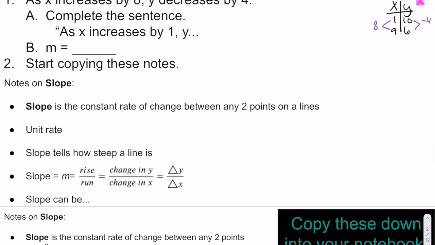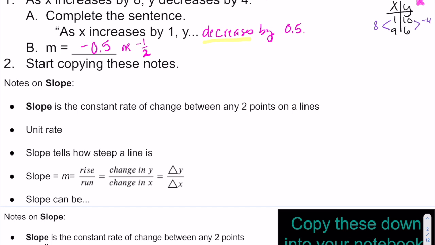If we want to turn 8 into 1, we divide by 8. So we would divide 4 by 8. 8 divided by 8 is 1. 4 divided by 8 is 0.5 or 1/2. So you would have written the sentence as X increases by 1, Y decreases by 1/2 or 0.5. So our slope, because it decreases, our slope would be negative. It decreases by 0.5 or 1/2, so my slope would be negative 0.5 or negative 1/2.